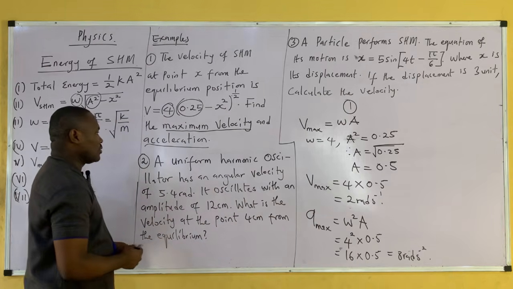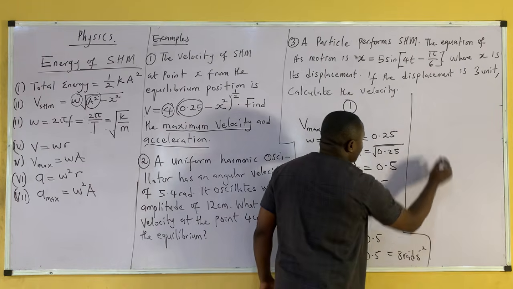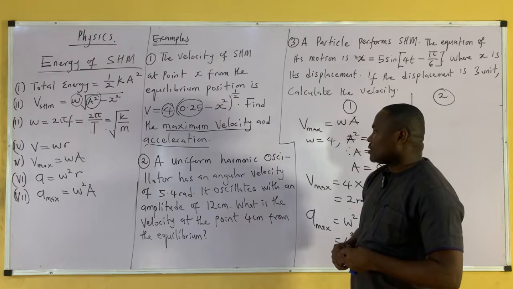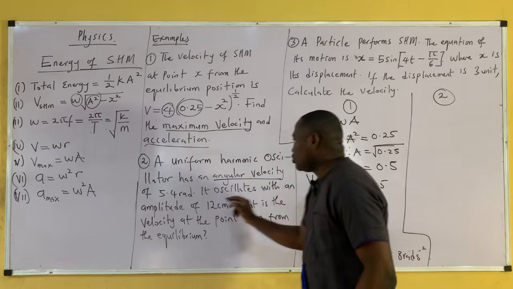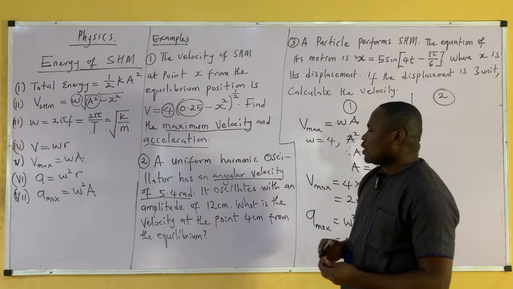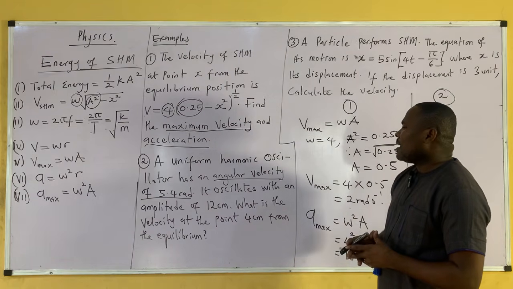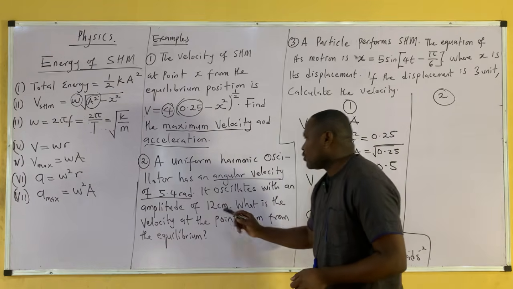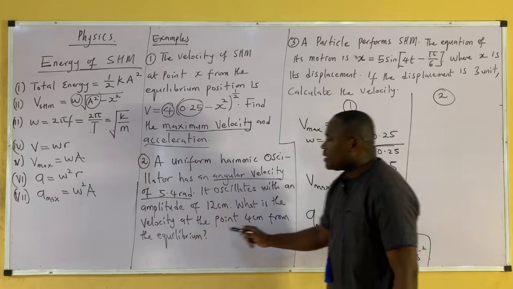Now let's look at question number two. Question number two says, a uniform harmonic oscillator has an angular frequency. Now remember, this is your W, angular frequency of 5.4 rad per second. It oscillates with an amplitude of 12 centimeter. What is the velocity at the point 4 centimeter from the equilibrium point?